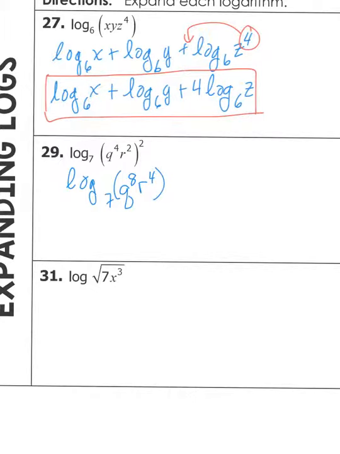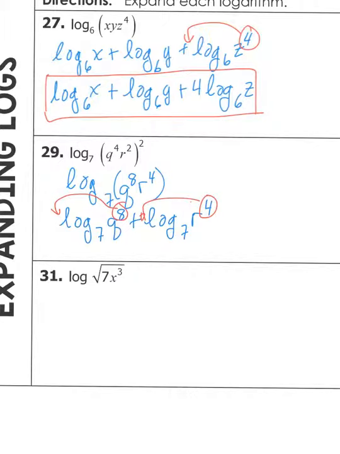Then because I have multiplication here, I can tear them apart by addition. So I get log base 7 of q to the 8th plus log base 7 of r to the 4th. Then any exponents can get looped in front. And so we have 8 log base 7 of q plus 4 log base 7 of r.